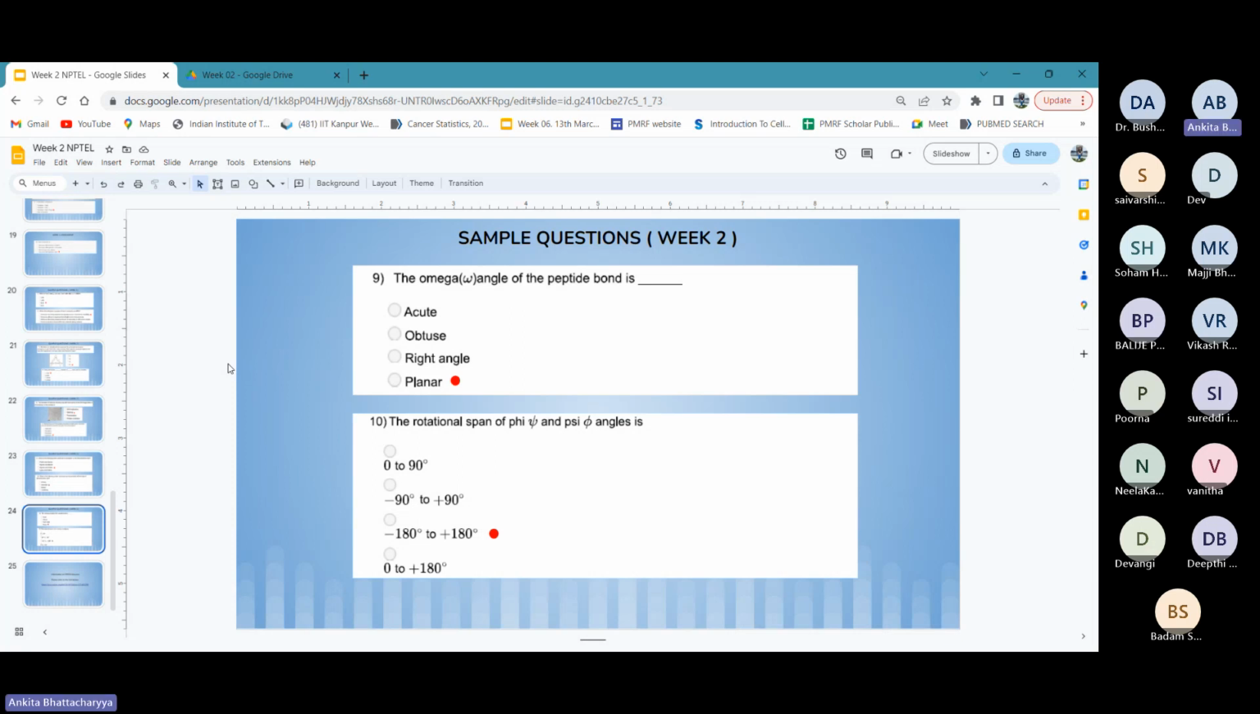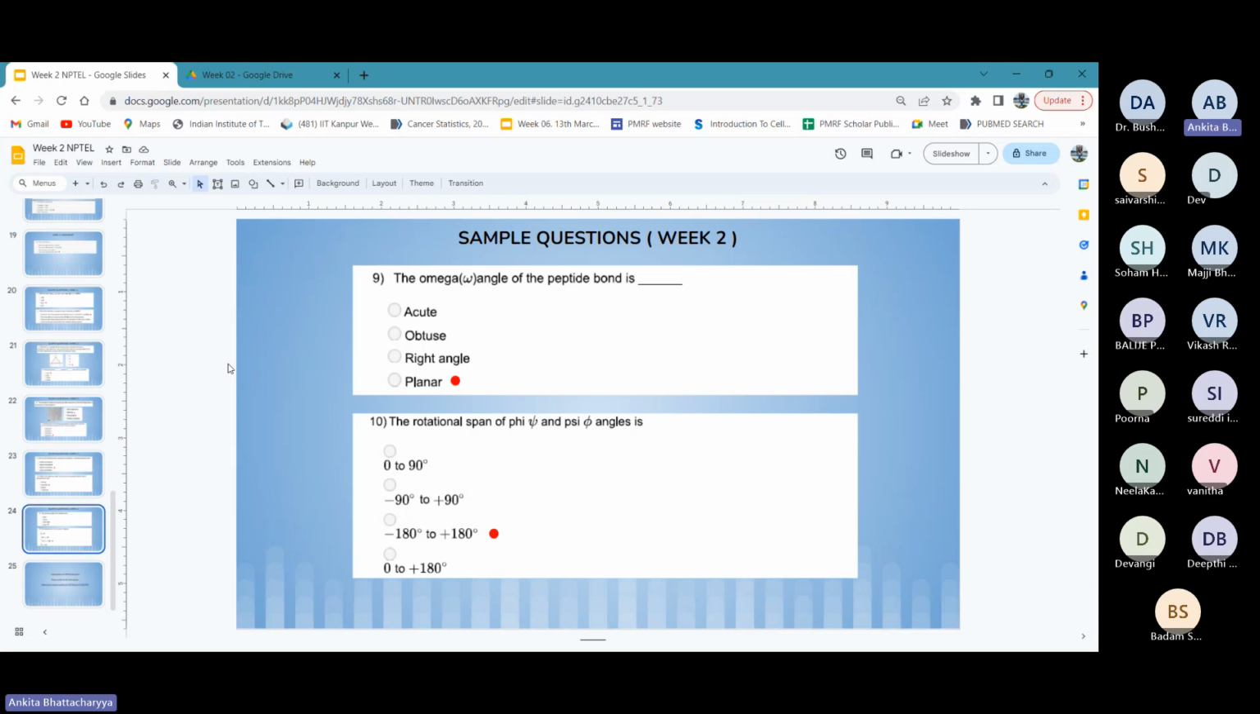And in the last question, this is again what we discussed during the Ramachandran plot as well. The rotational span, or the range in which phi and psi angles can vary, is from which of the following? The answer to that is from -180 to +180. Basically, it is covering all possible orientations, 360 degrees, but its representation is always done in this manner, from -180 to +180. And based on that, the entire plot has been made.